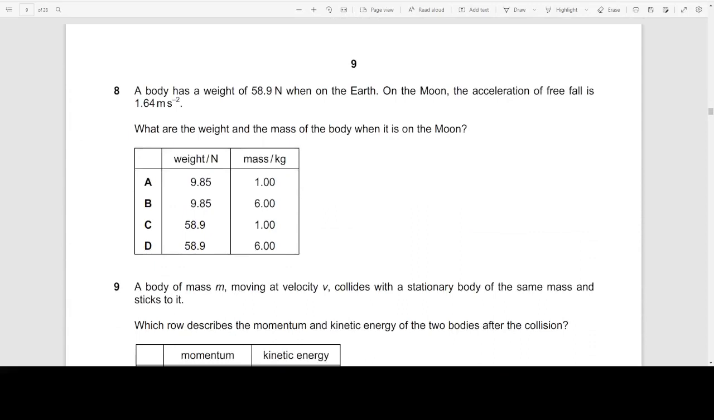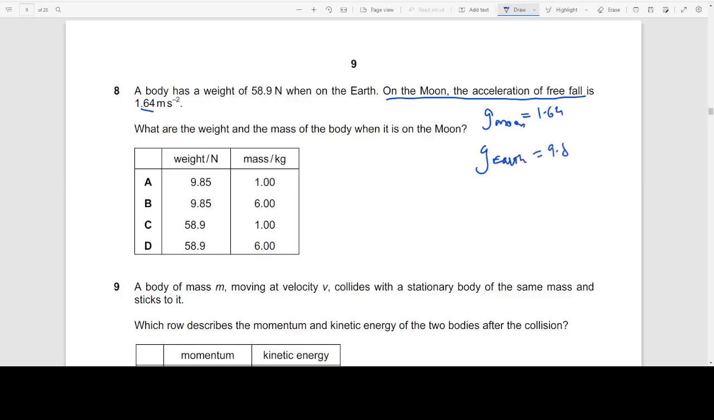A body has a weight of 58.9 Newton when on Earth. On the Moon, the acceleration of free fall is 1.64 meter per second square. What are the weight and the mass of the body when it's on the Moon? Alright. On the Moon, the acceleration of free fall is this. So the value of g for Moon is 1.64, and the value of g on Earth, as we all know, is 9.8.